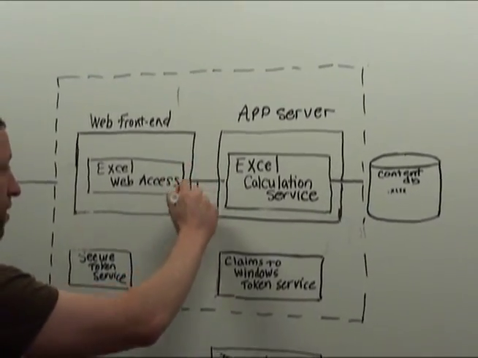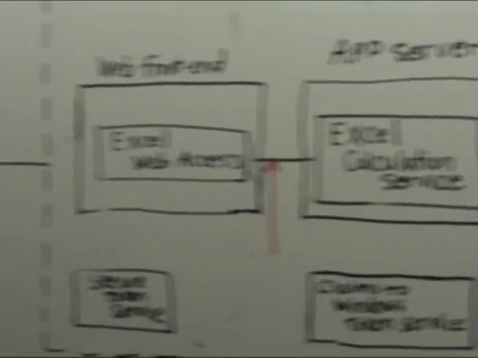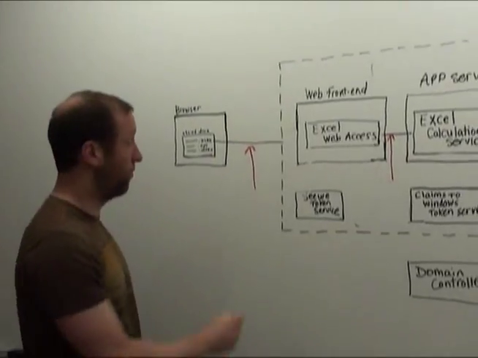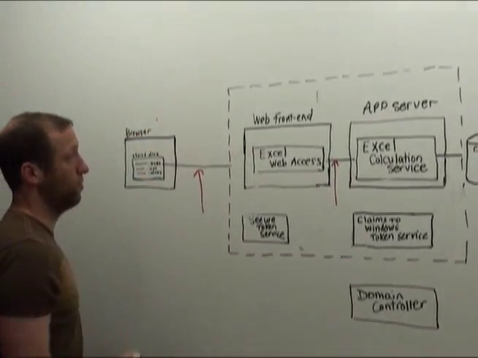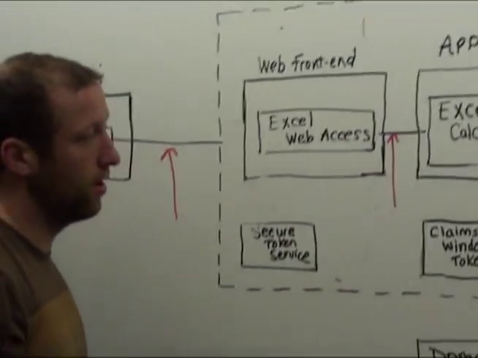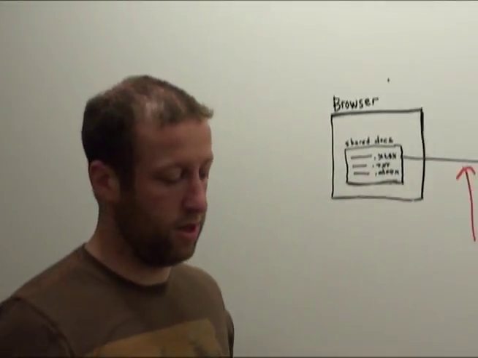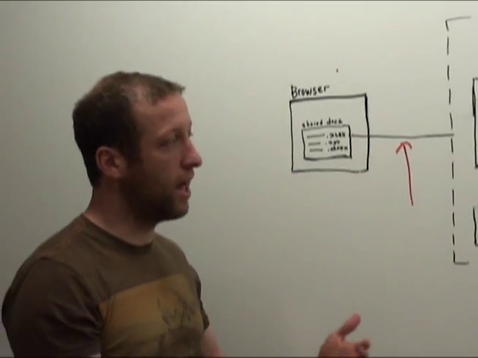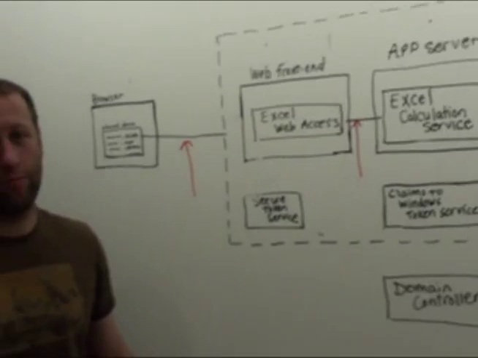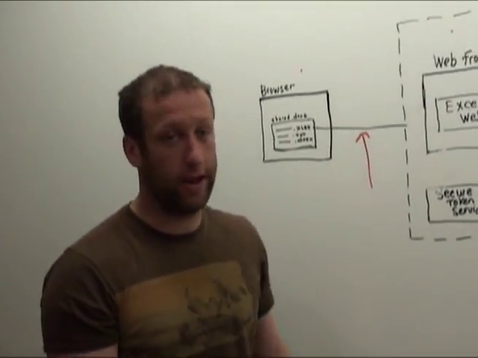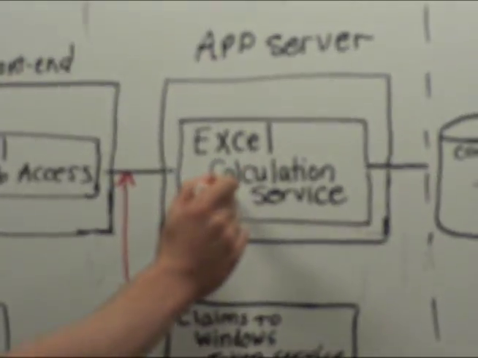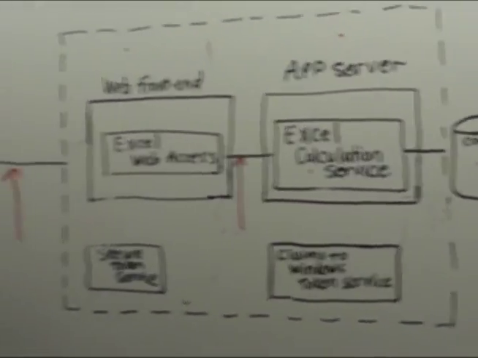Now, an important thing to note right here is we have what could be considered a double hop. If we assume the browser is one machine, my web front end is another, and the app server is another, in the classic web scenarios I would have two hops, and I would have had to enable Kerberos constrained delegation to know who this user is at the point I get to Excel calculation services.